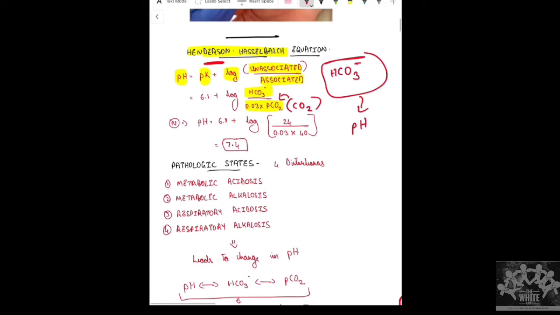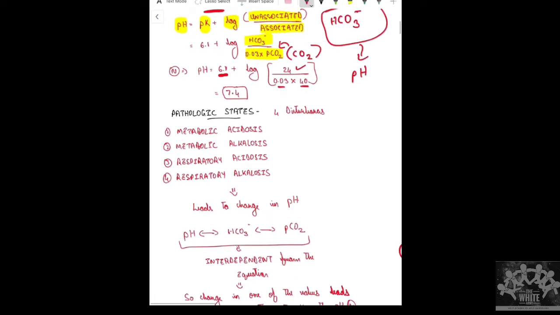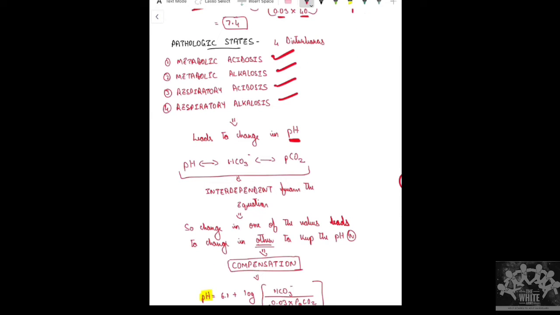So what will the normal pH be? Taking the bicarbonate system, pK is 6.1, plus log of 24, the normal concentration of HCO3 minus, divided by 0.03 into PCO2, where the normal PCO2 is 40. So we get a pH of around 7.4. Now coming to the pathological states which can disturb this value, four are possible: metabolic acidosis and alkalosis, and respiratory acidosis and alkalosis, which change the pH. These are the four basic disturbances.